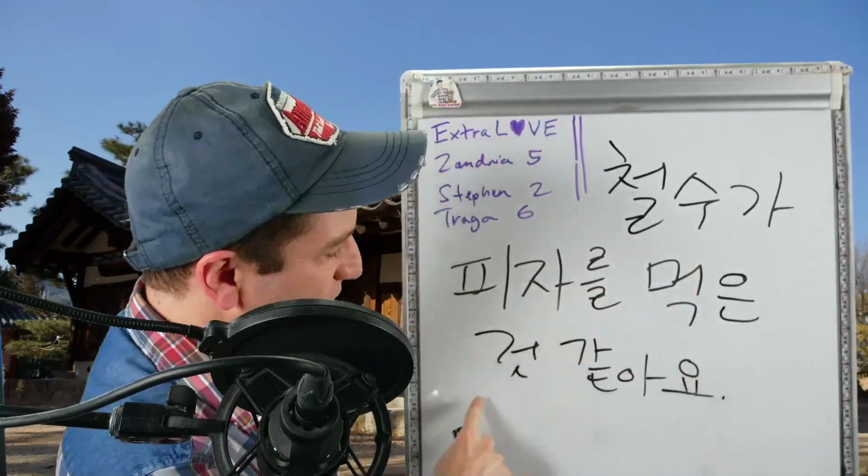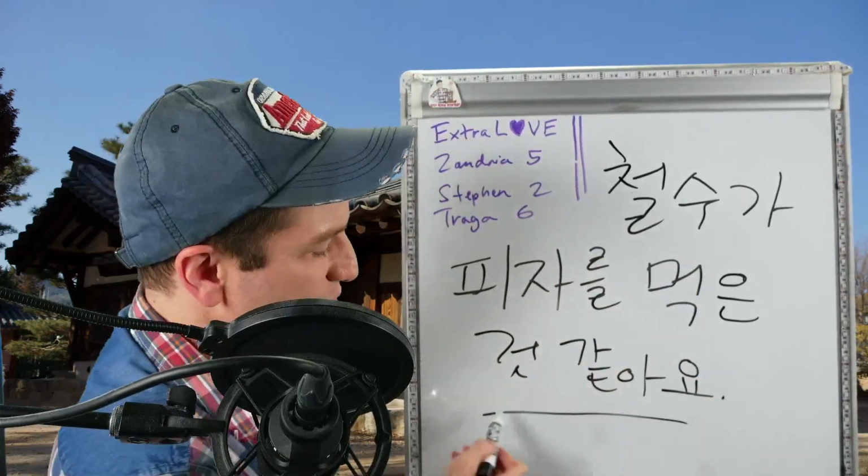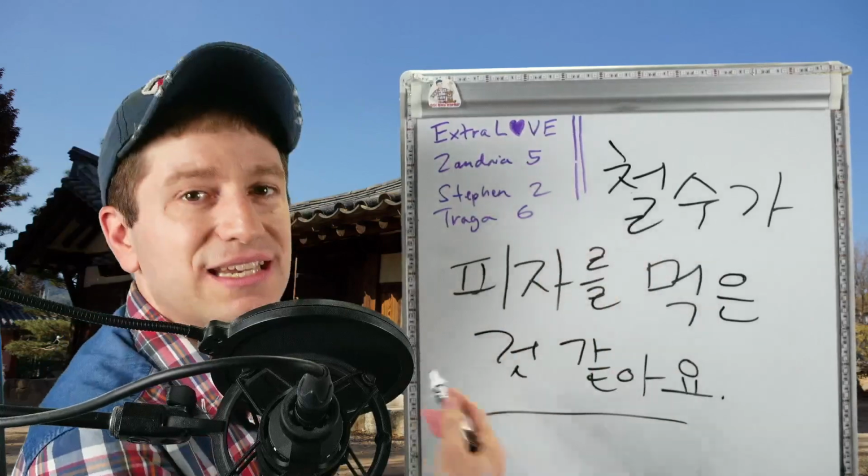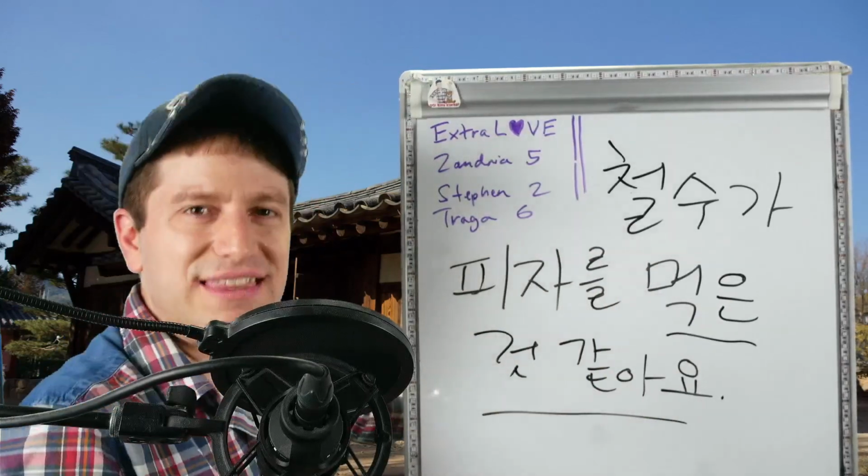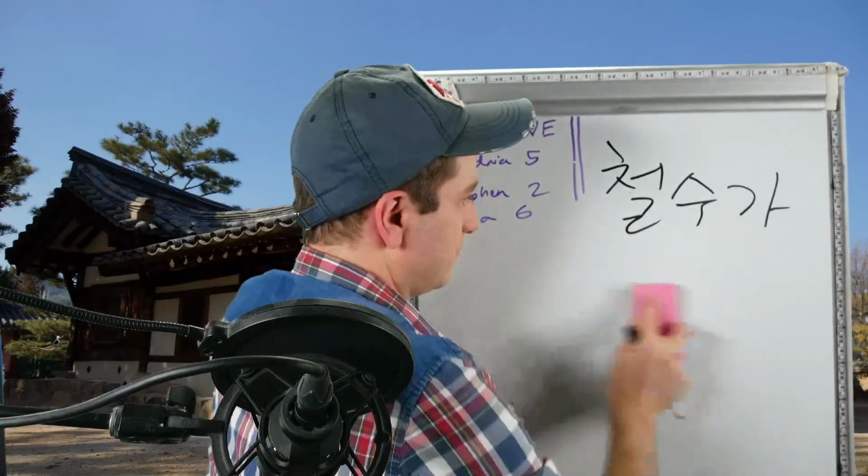철수가 피자를 먹은 것 같아요. So it seems, or I think, that 철수 ate, past tense, pizza. I think 철수 ate pizza.